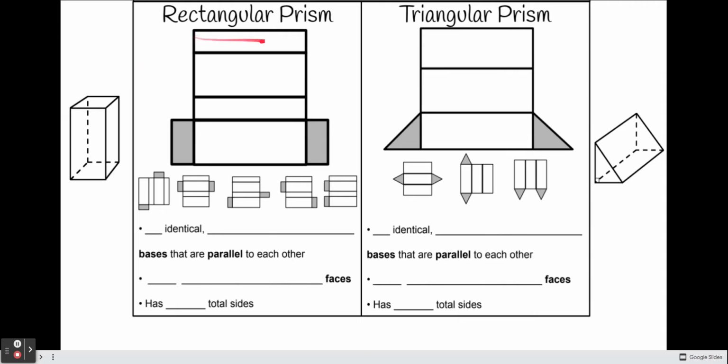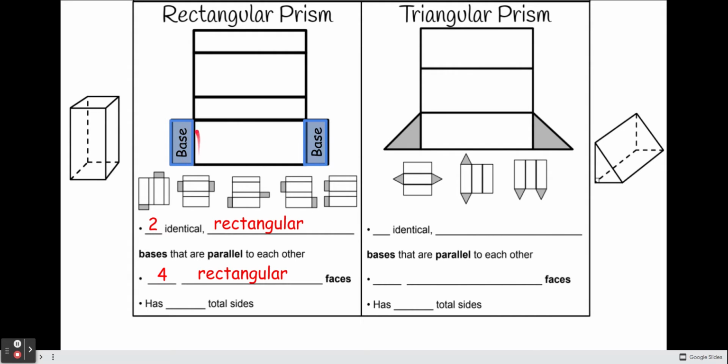So let's take a look at our rectangular prism first. They have two identical rectangular bases that are parallel to each other, and if we look at these two bases, here they are. They're on the sides. They are the bases. You can write that down. They have four rectangular faces as well. Now, how do you know how many faces it is? Well, it depends on the shape of the base.